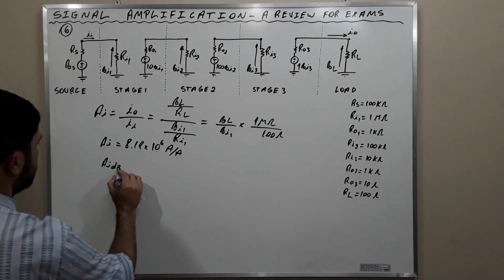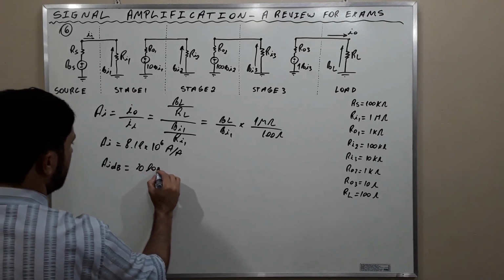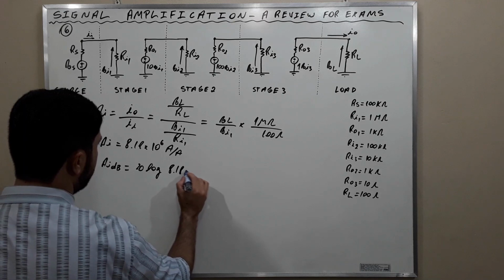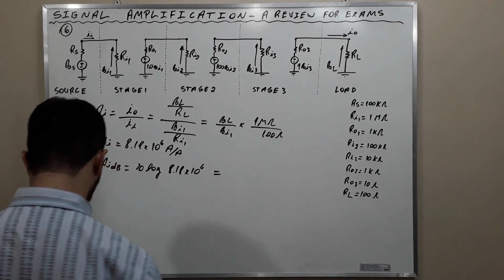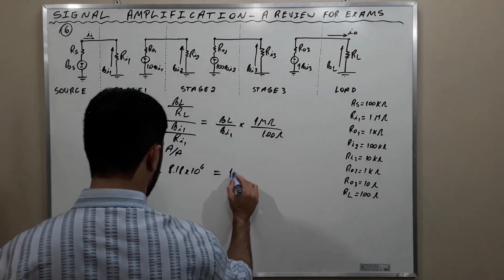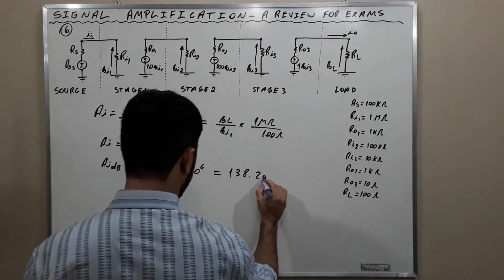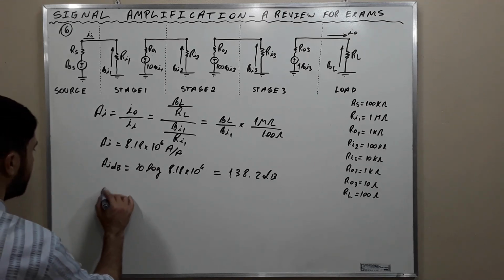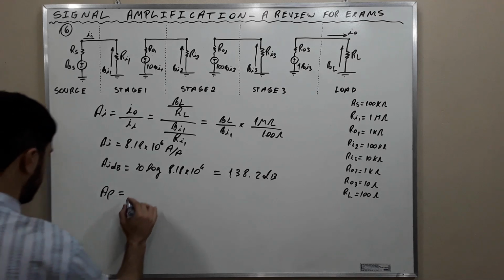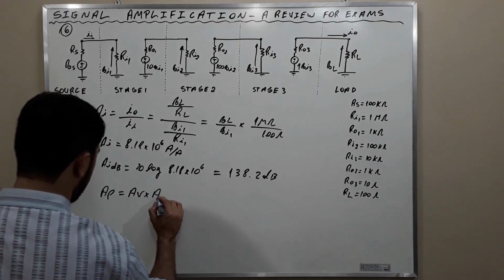AI in decibels is equal to 20 times the logarithm of 8.18 times 10 to the 6th, which is equal to 138.2 decibels. Okay, this is the current gain. Lastly, we calculated the power gain by multiplying the voltage gain and the current gain. AP, the power gain, is equal to AV times AI.